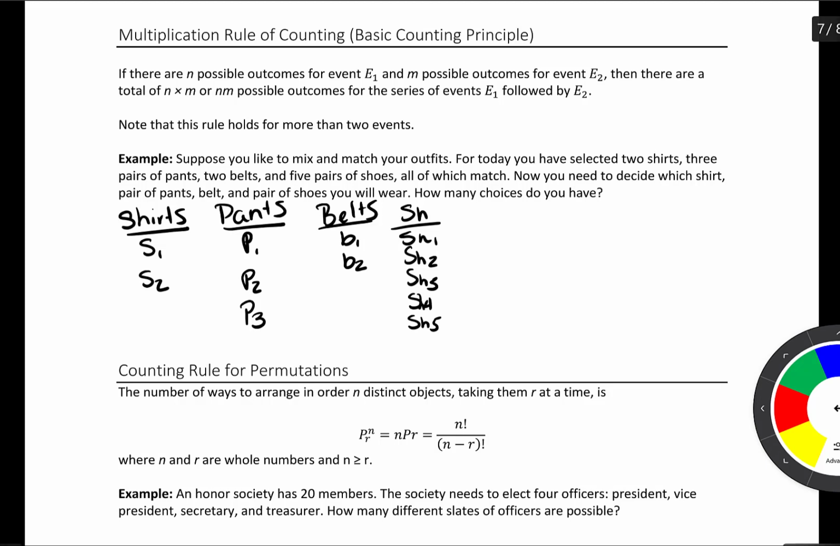So what ends up happening is for shirts, you have 2 options. That gets multiplied by the 3 options for the pants, multiplied by the 2 options for the belts, multiplied by the 5 options for the shoes, and it ends up there are 60 different outfits in this particular case.